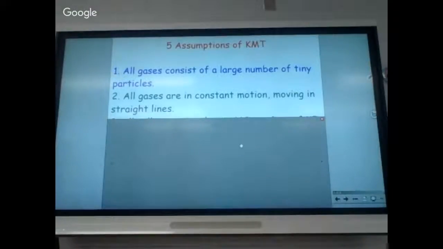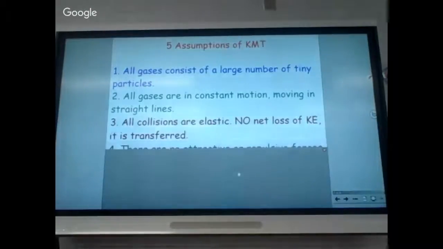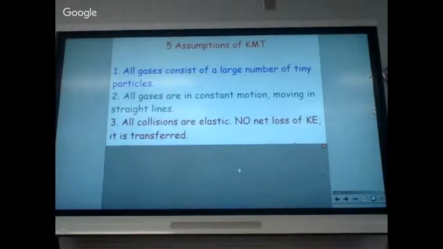6.022 times 10 to the 23rd. That's a huge number of particles. So that's not hard for us to imitate in our word problems. Now, number 2: gases are going to move in straight lines and be in constant motion. Now, number 3 is where we were, and I think it was Diamond who said, I can't get that. So I said I'd come back to it.